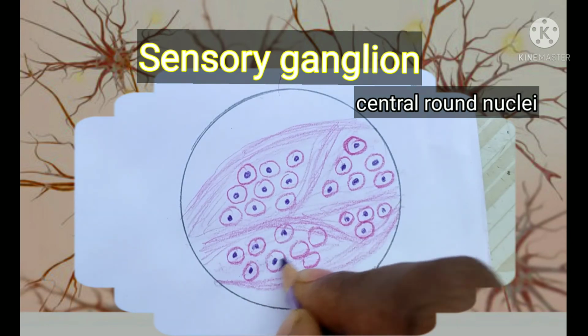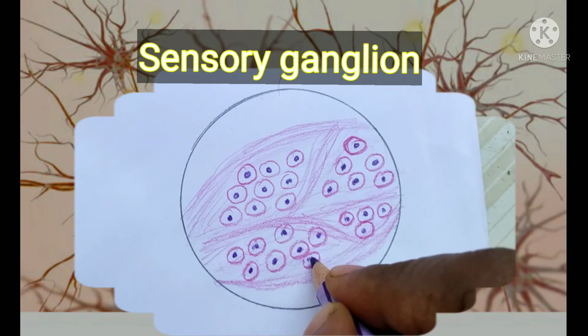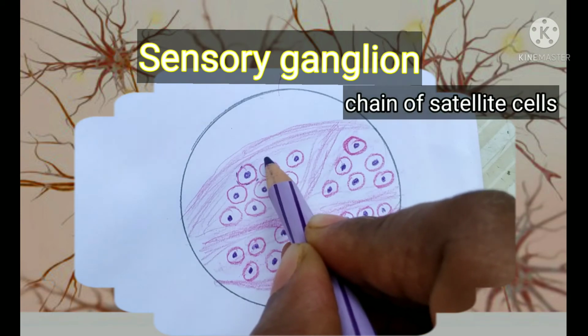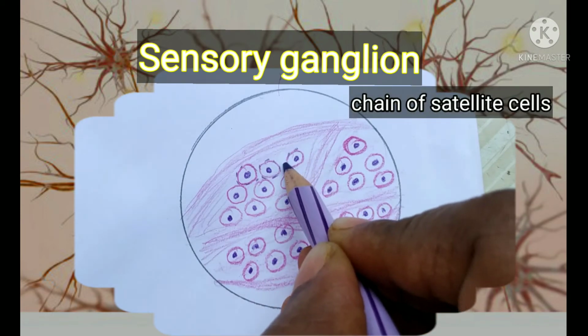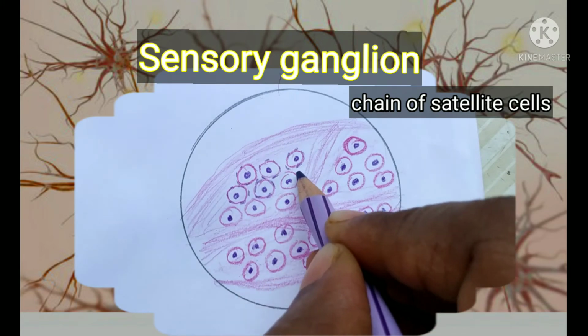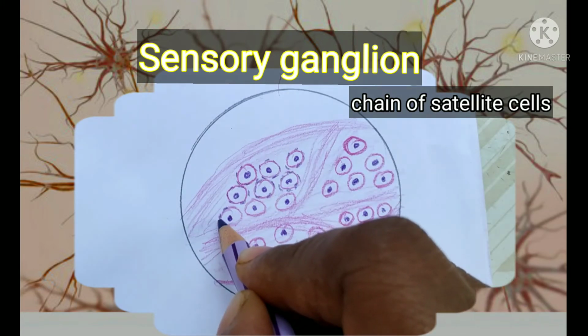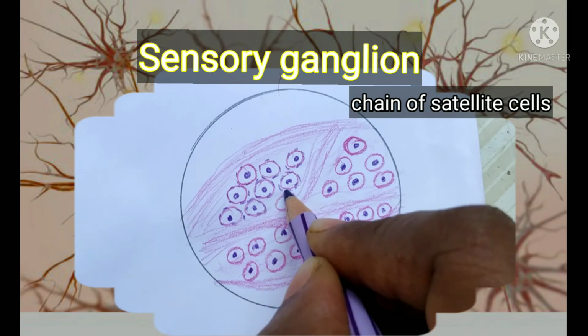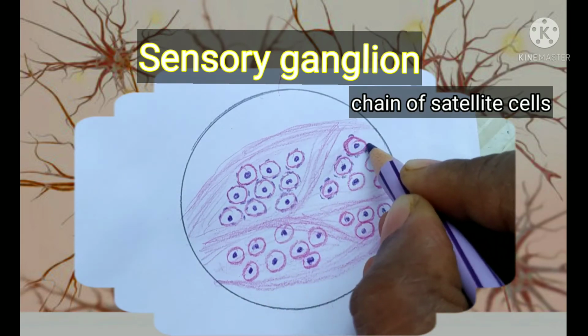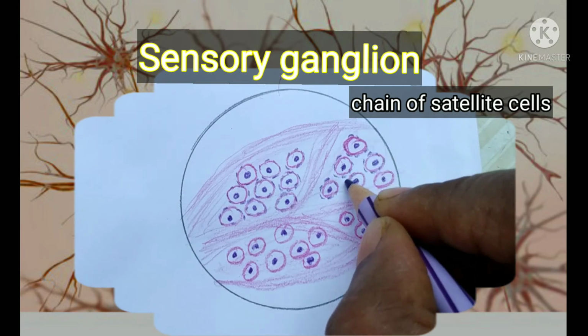Surrounding each cell, we have satellite cells. They are arranged in the form of a chain. As pseudo-unipolar has only one exit point, the chains will be properly seen. Complete chain you can make out. These satellite cells are very squamous or low cuboidal epithelial cells. They form a chain surrounding each cell body of a neuron.